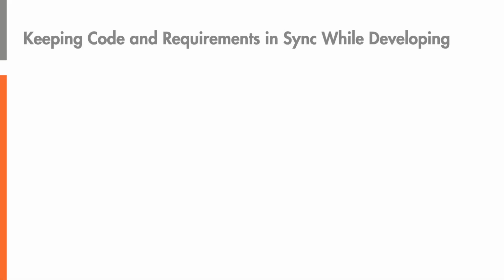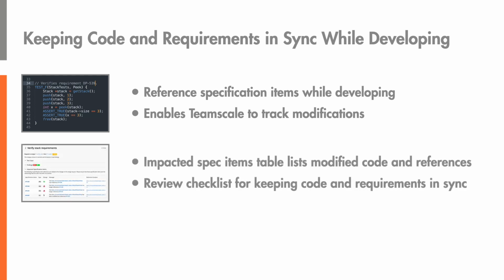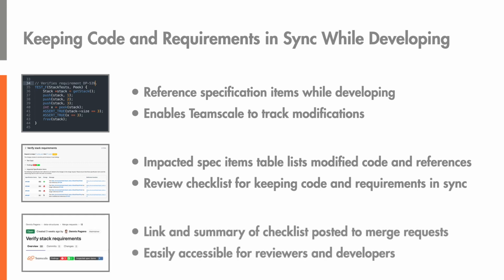We've seen how Teamscale supports us in keeping our requirements and our code up to date when we do actual development. How to reference requirements and other specification items from the source code. How Teamscale tracks modifications to the code or the references and captures them in the impacted specification items table. And how developers and reviewers can use this table as a review checklist with 1 entry per specification item that is relevant in the context of the performed changes. And Teamscale adds a link and a summary of this checklist directly into your merge request.